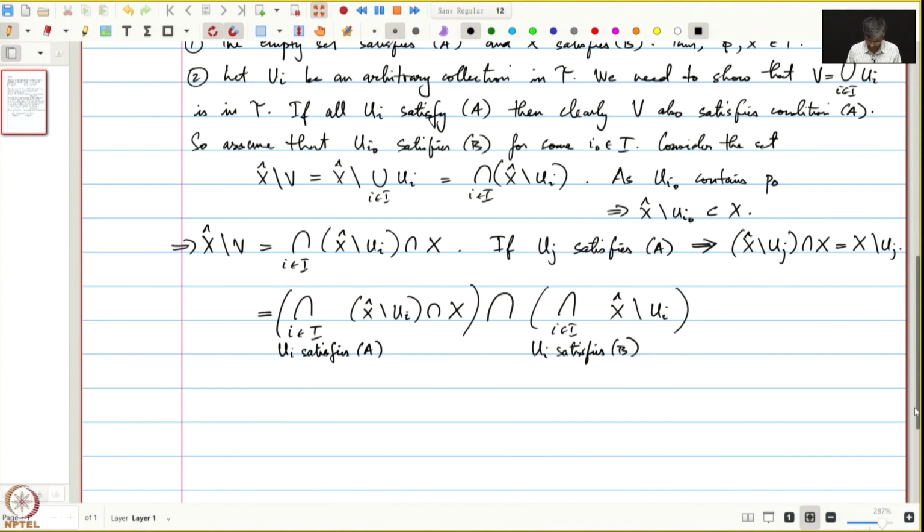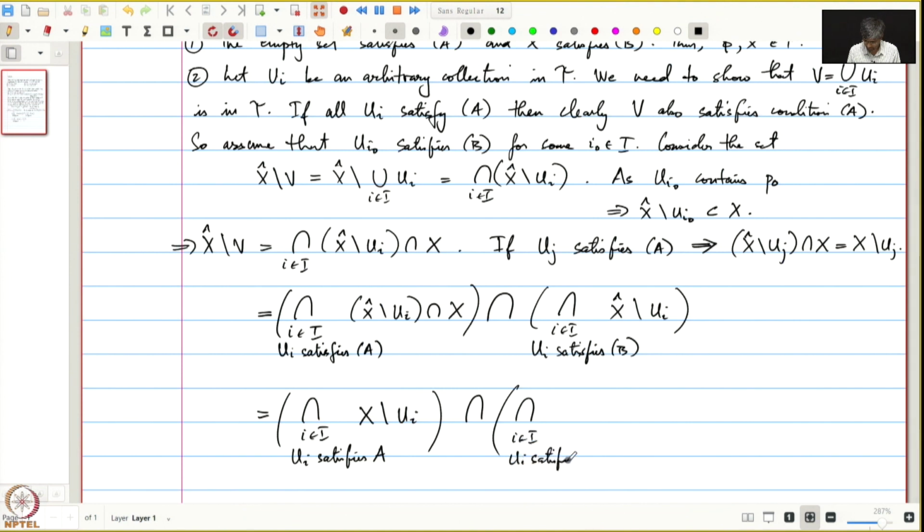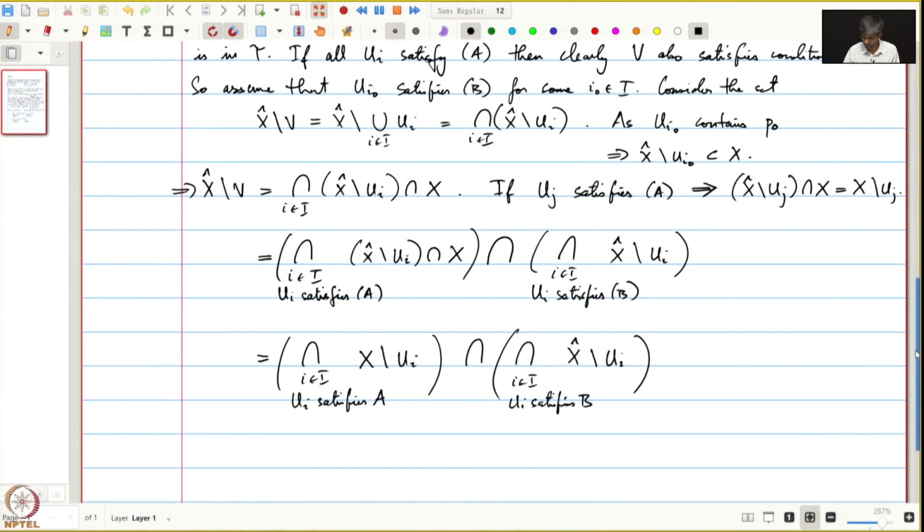So this is equal to, because of what we saw here, the intersection over i in I such that ui satisfies A of x minus ui, intersected with the intersection over i in I such that ui satisfies B of x hat minus ui, right? So this collection is non-empty as ui naught is here, right.